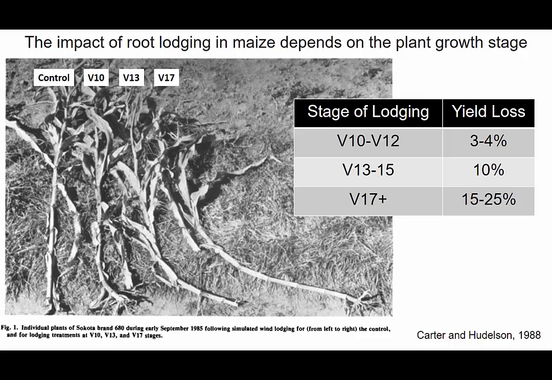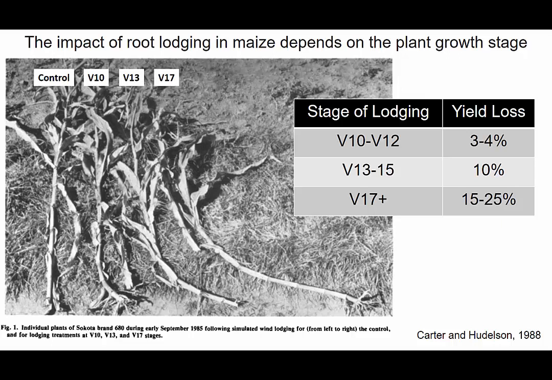So on the left, you see a control plant. The next one over is a plant that has been knocked over at the vegetative 10 stage, V10. And you can see there's a little curve in the bottom of the stalk, but it's minimal. And that corresponds with very minimal yield losses. So 3 to 4% if you have a root lodging event from V10 to V12. Of course, these are 30 years ago crops, right? So we don't really know how this translates to today.